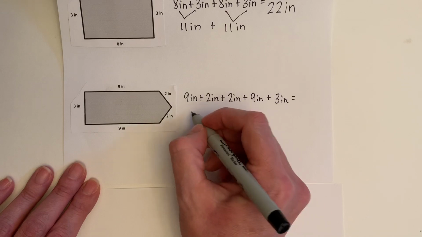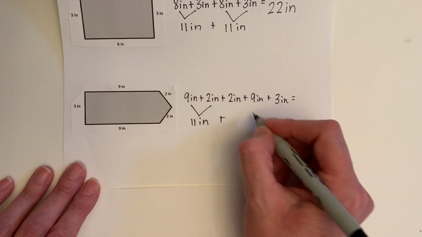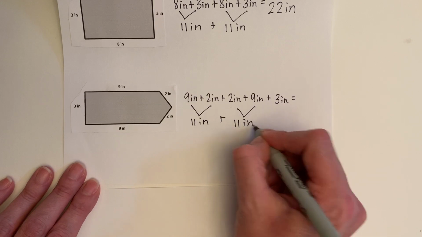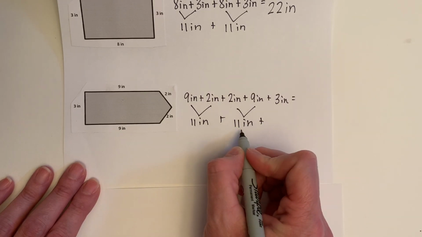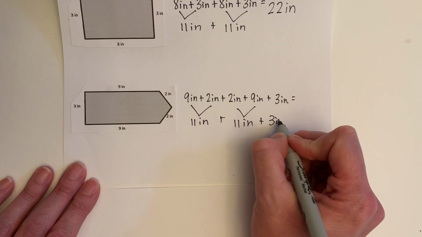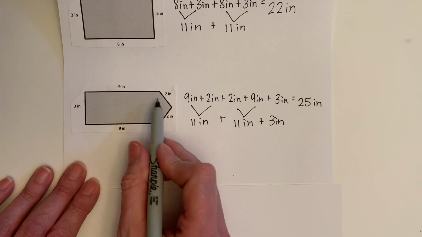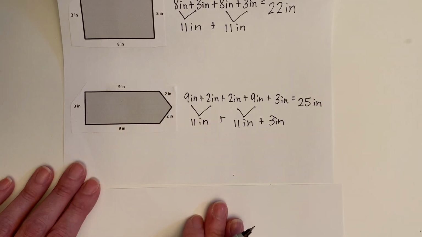Well, I know that 9 plus 2 is 11. Here I have 11 again. So I have 11 inches plus 11 inches, which is 22 inches, plus 3 inches. That's going to give me 25 inches. So the perimeter of this shape is 25 inches.